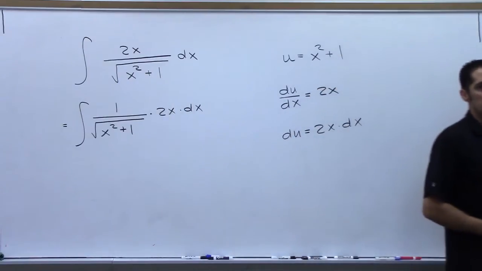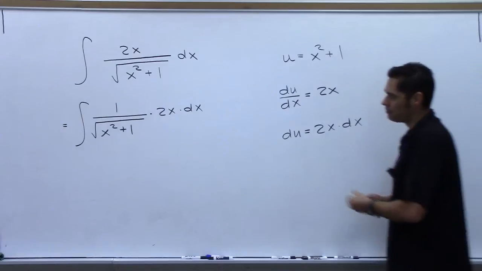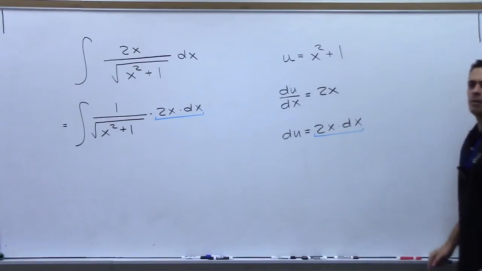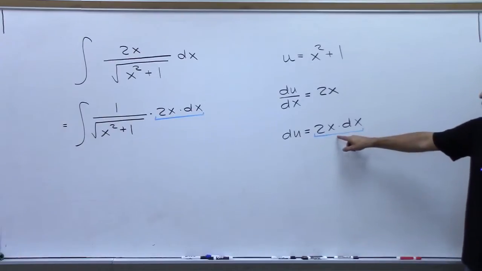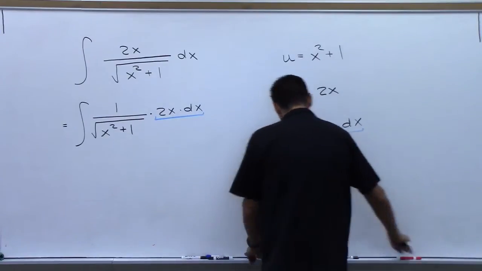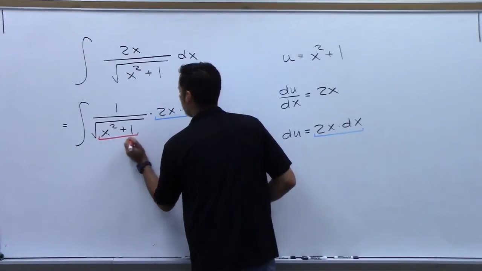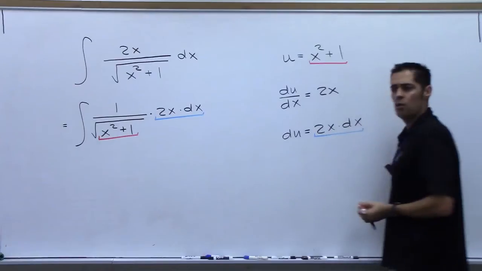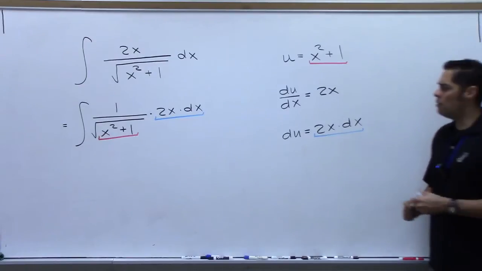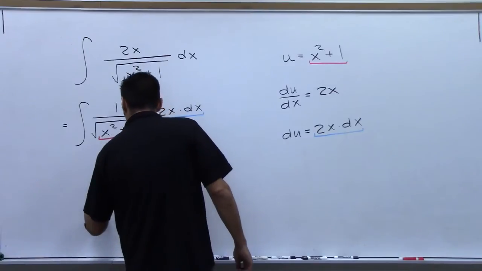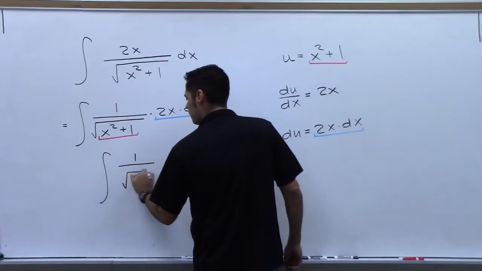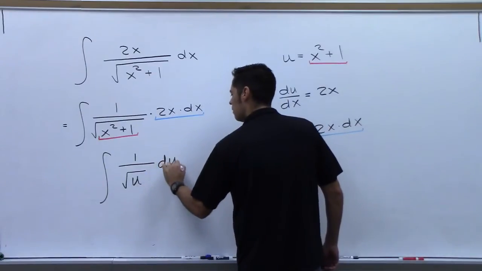This is the same problem. And I'm only doing that because I want to match this. See that? I will be able to replace that entire blue piece with du. And then I will be able to replace x squared plus 1, the whole thing, with u. Understand that? So if I were to now go ahead and make the replacement, this would be the integral, and then what? 1 over square root of u, and then this would be du. Yeah?